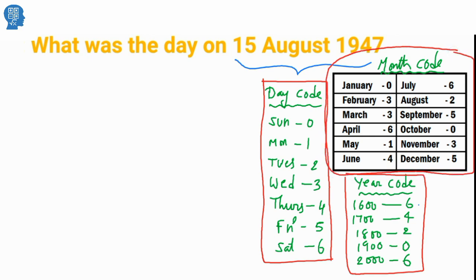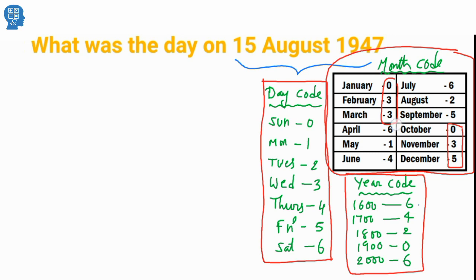So month codes: January 3 (or 0 in a leap year), February 3, March 3, April 6, May 1, June 4, July 6, August 2, September 5, October 0, November 3, December 5. How to remember this? The first 3 months are 0, 3, 3. The last 3 months are 0, 3, 5. So it is easy to remember 0, 3, 3, 0, 3, 5.